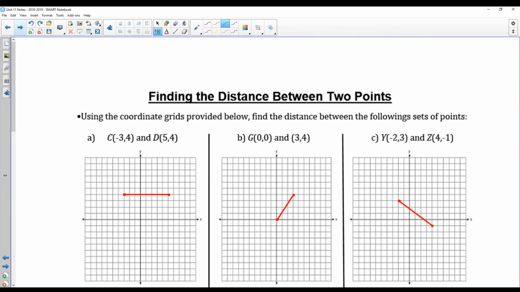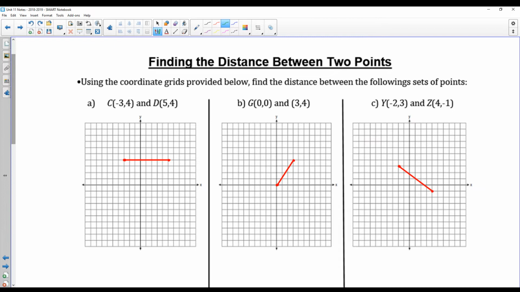I have a very strong belief that you will remember it better if you come up with it, if you look into it, if you discover it on your own, rather than me just giving you a formula that doesn't really make sense to you. So your first task on page 3, I want you to find the distance between the points, or the length of the line segment.